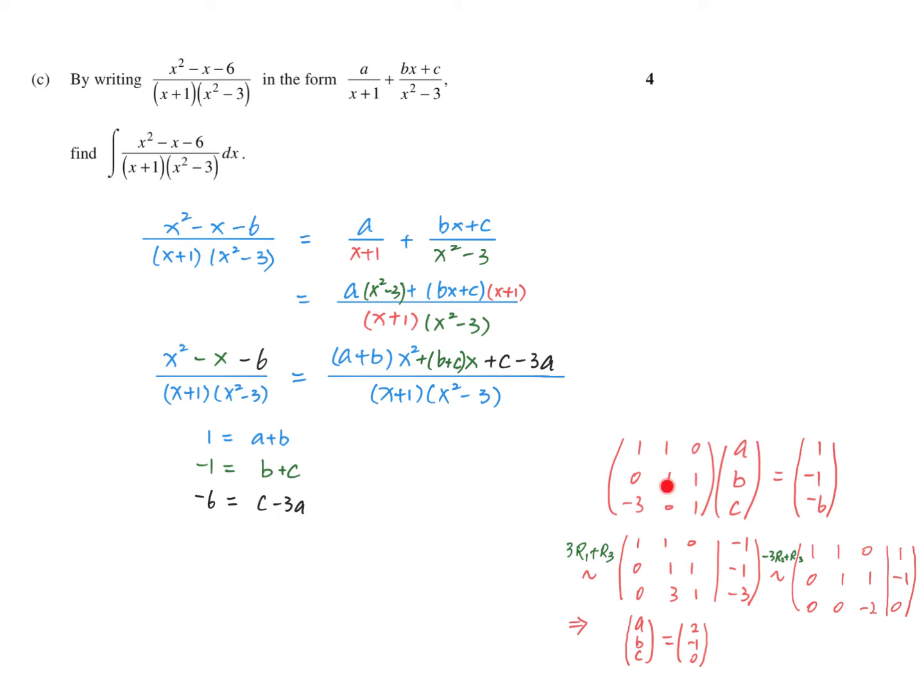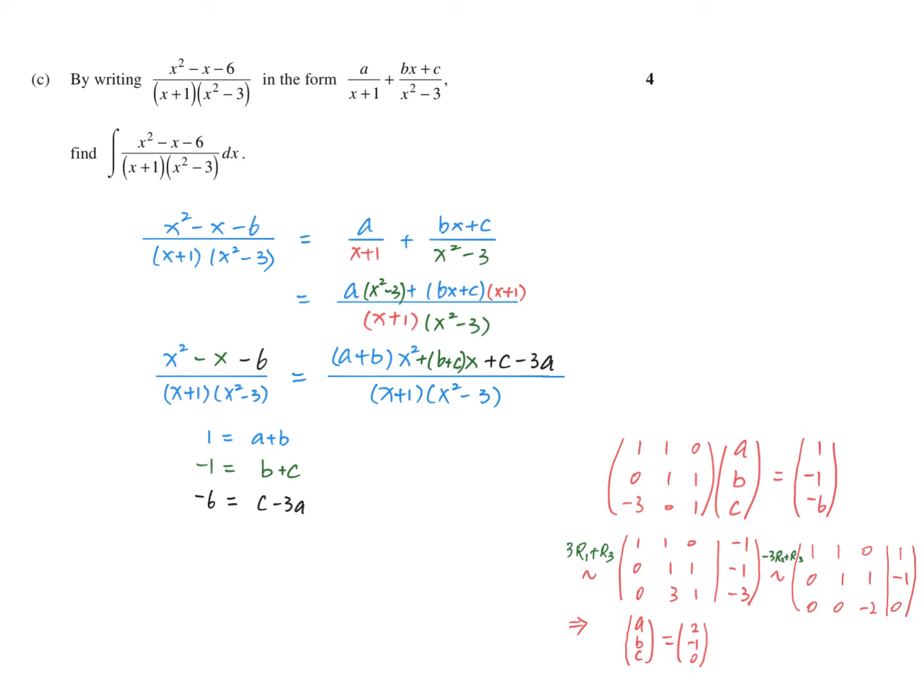A, B plus C equals minus 1, and then minus 3A, no B, but plus C equals minus 6 is the third equation. Then we use the first row times 3, add it back to the third row, and the third row changes to 0, 3, 1, and minus 3. Then use the second row times minus 3, add back to the third row.